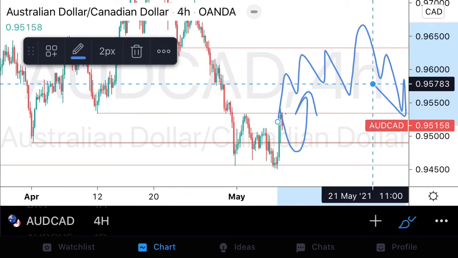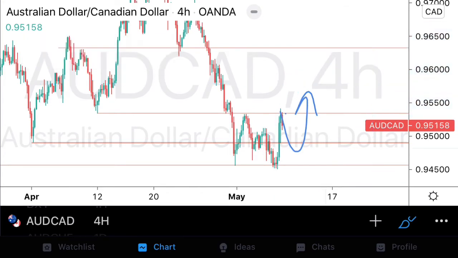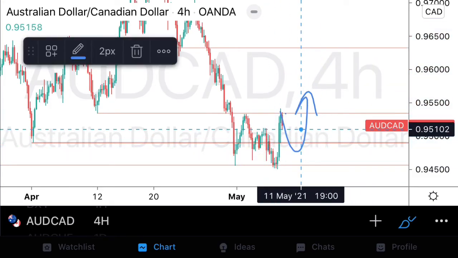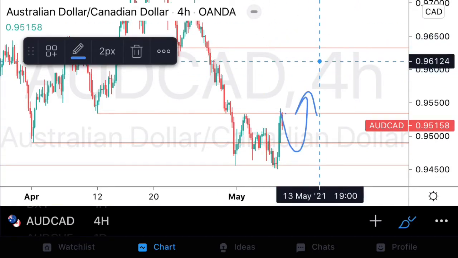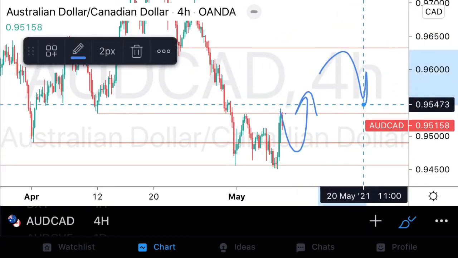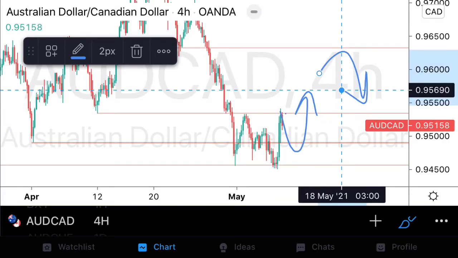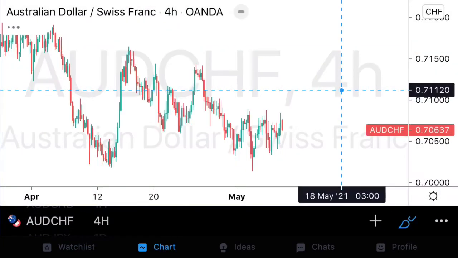So that's exactly what I'm looking for on AUDCAD, guys. Looking to be a buyer right now and then waiting for prices to tap into resistance to allow me an opportunity to enter with the momentum. So that's AUDCAD, guys. Let's go into Aussie Swiss franc.